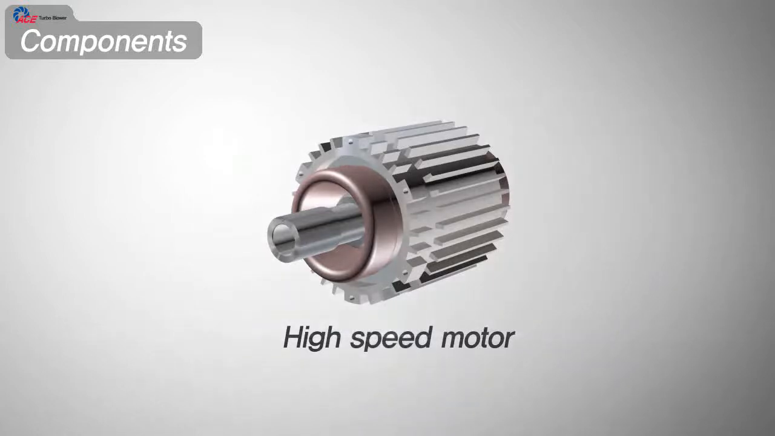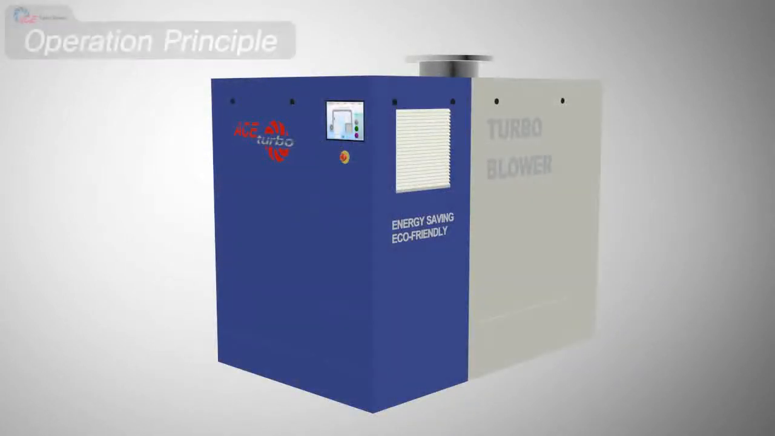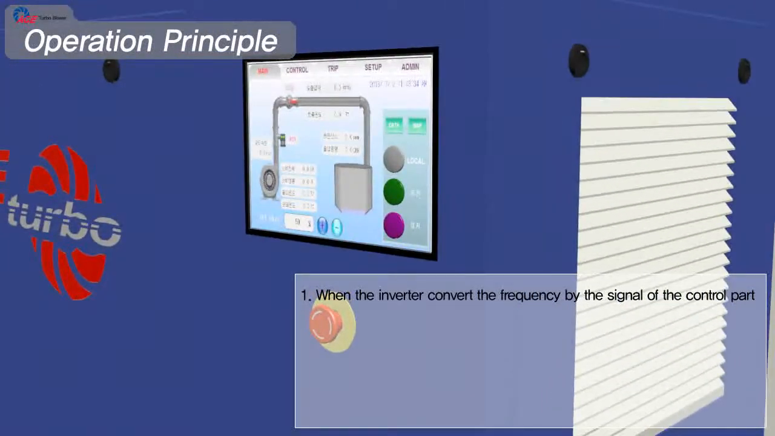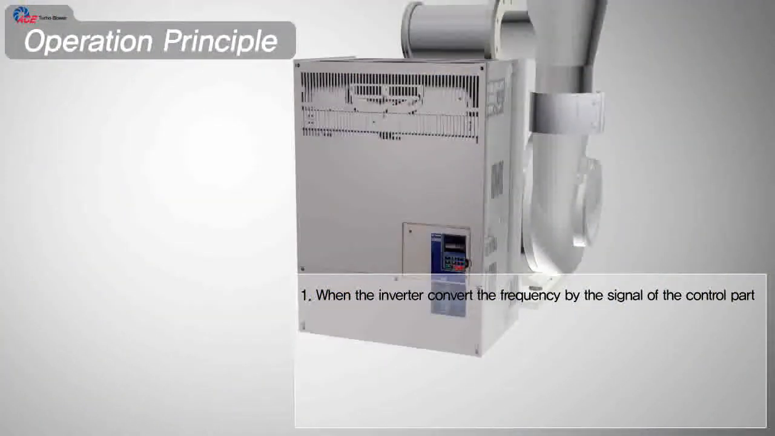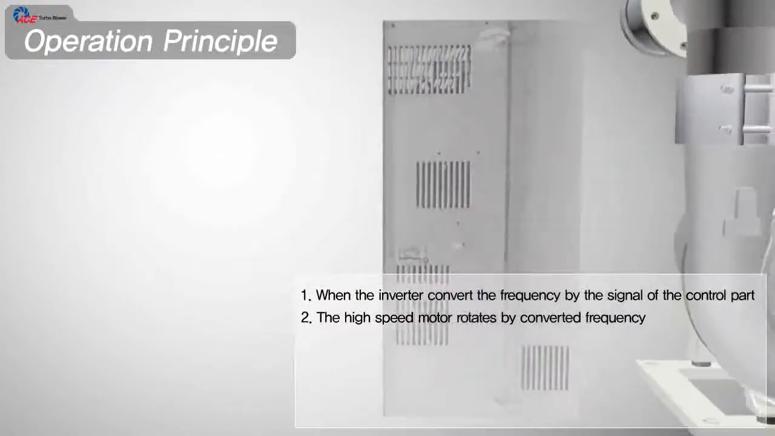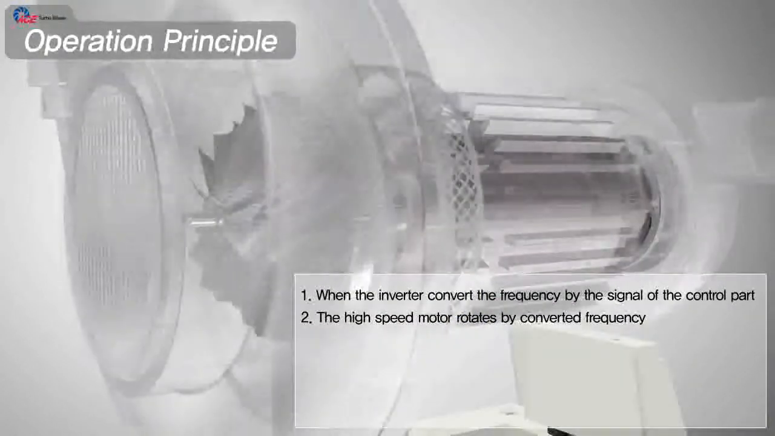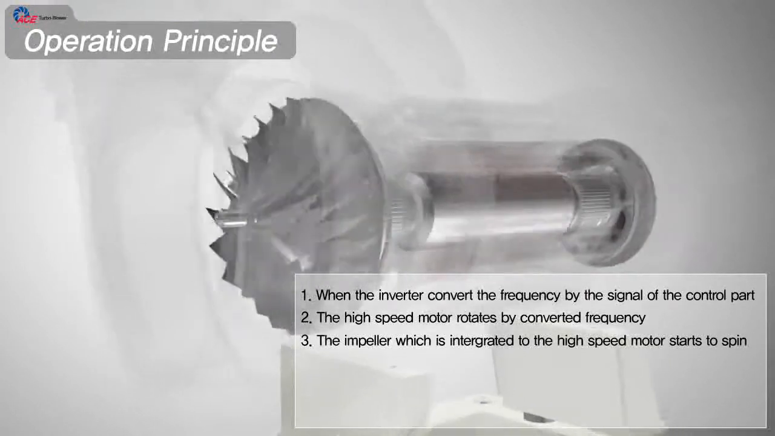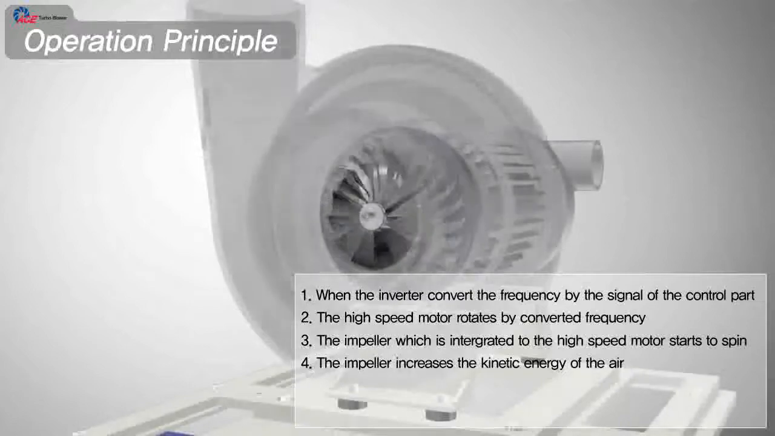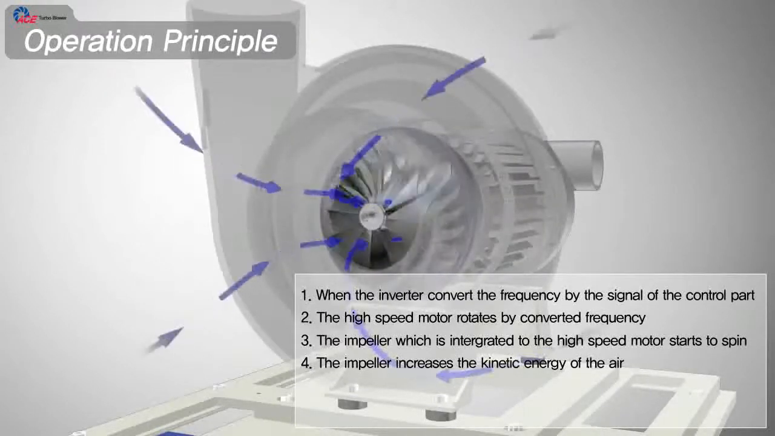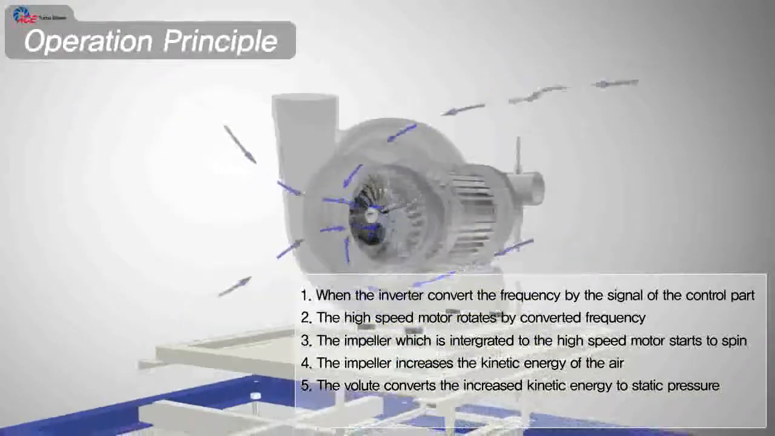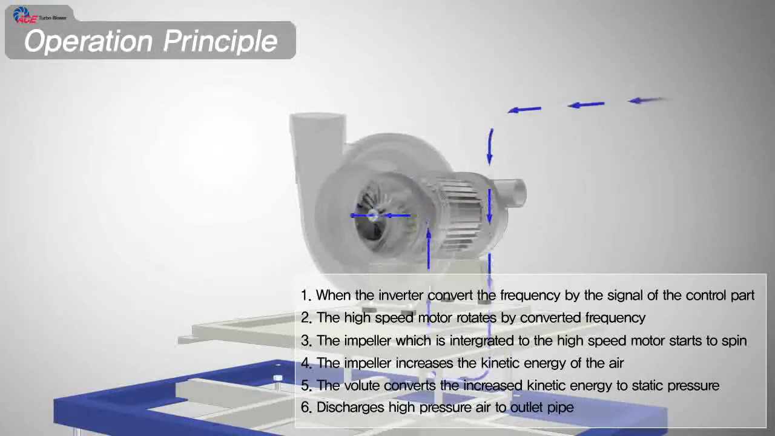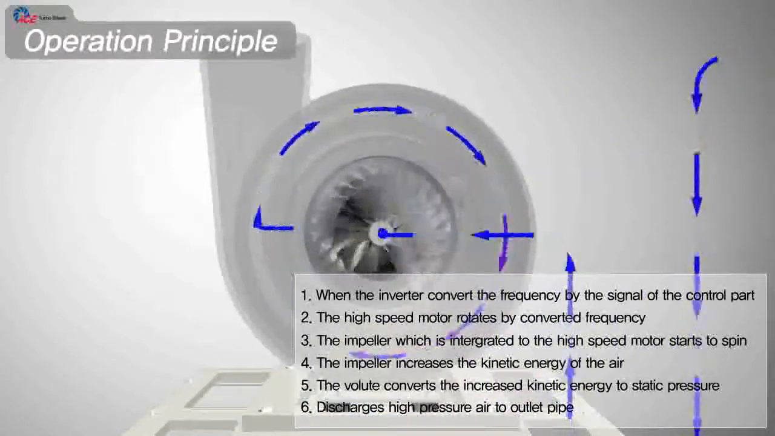Finally, the high-speed motor. The principle of the turbo blower is as follows. When the inverter converts the frequency by the signal of the control part, the high-speed motor rotates by the converted frequency. And then the impeller, which is integrated to the high-speed motor, starts to spin. The impeller increases the kinetic energy of the air and the process gases. And the volute converts the increased kinetic energy to static pressure, and then discharges high-pressure air to the outlet pipe.